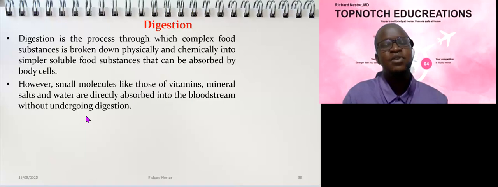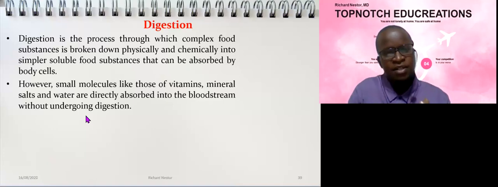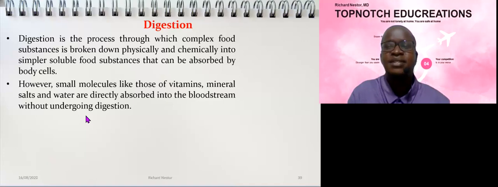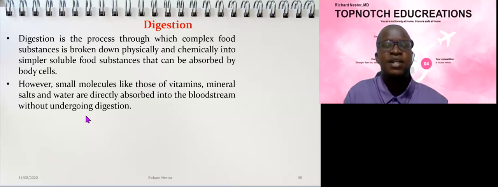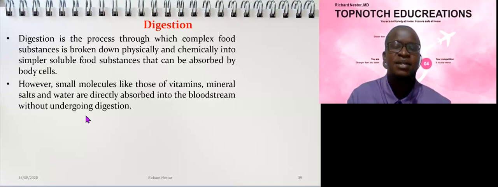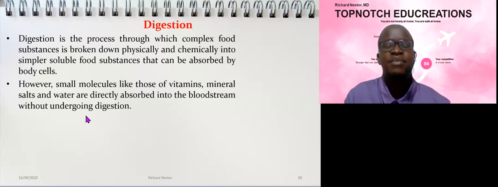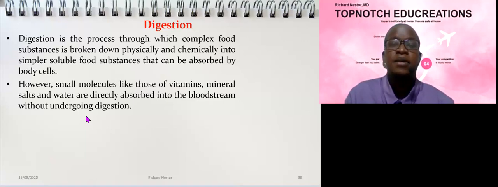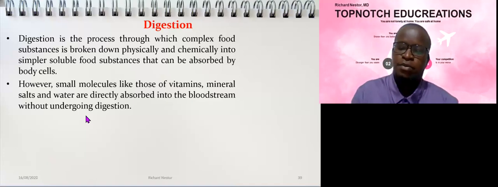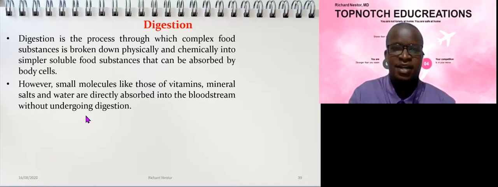So there's no need for digestion of these substances, because what is the essence of digestion? So that these substances are converted into a simpler form that our body's cells can take in. But now these molecules are already in the simplest form, so they are always just absorbed directly. They can easily be taken up by the cells for various metabolic reactions in the body. So it's always important to highlight that.